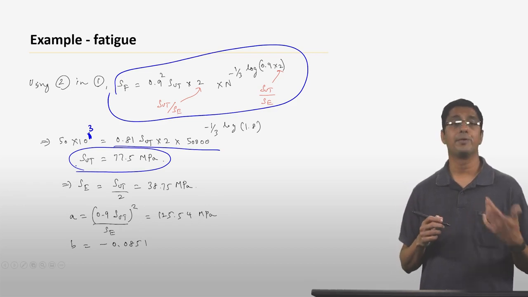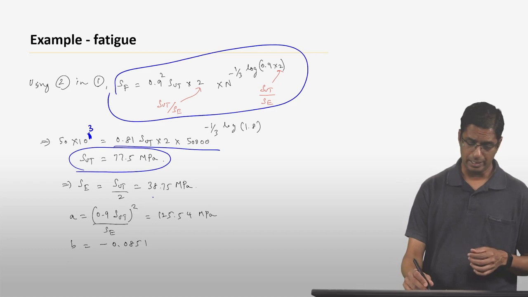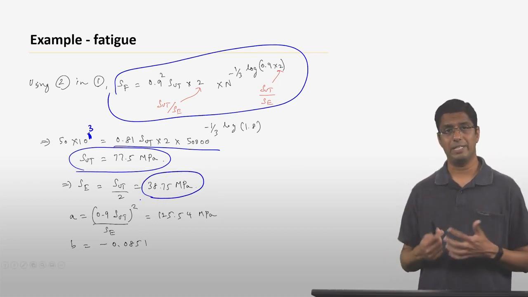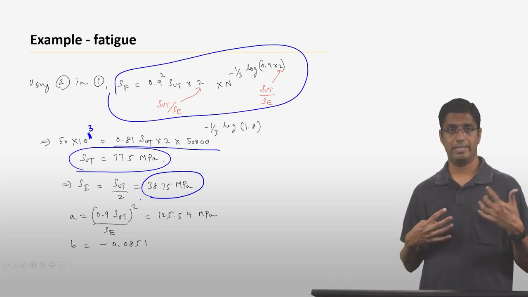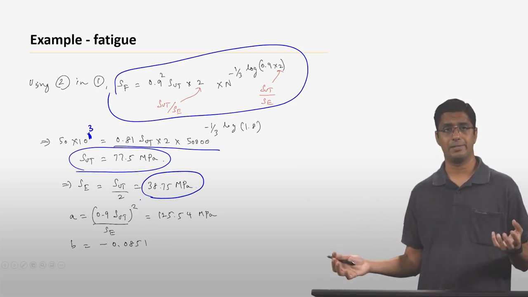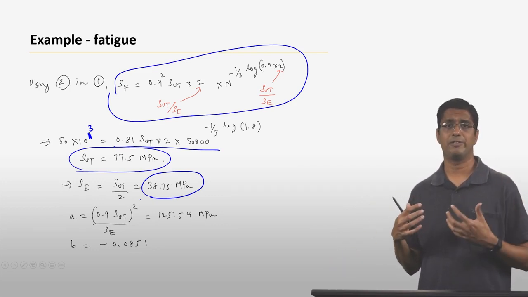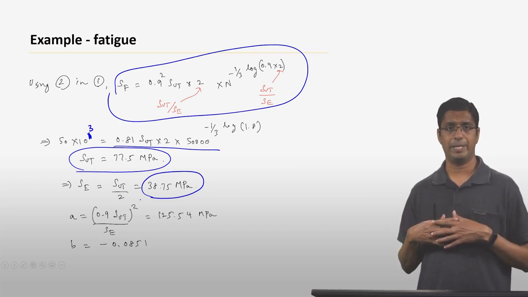And if you make the calculation for SE, which is just half of SUT, you get SE to be 38.75 MPa. So essentially what you have done here is calculate the material properties, the ultimate strength and the endurance limit, using the fact that it takes 50,000 cycles for the shaft to fail when you have a completely reversed loading of 50 MPa.